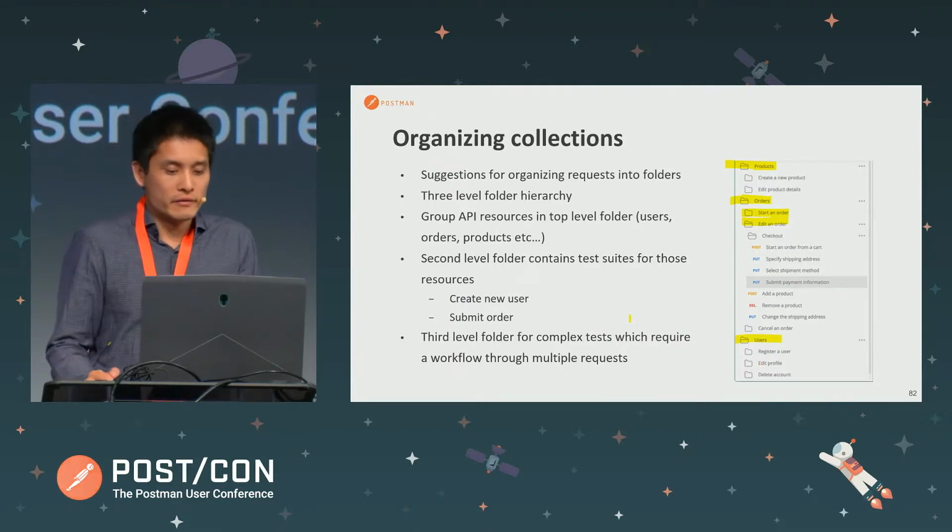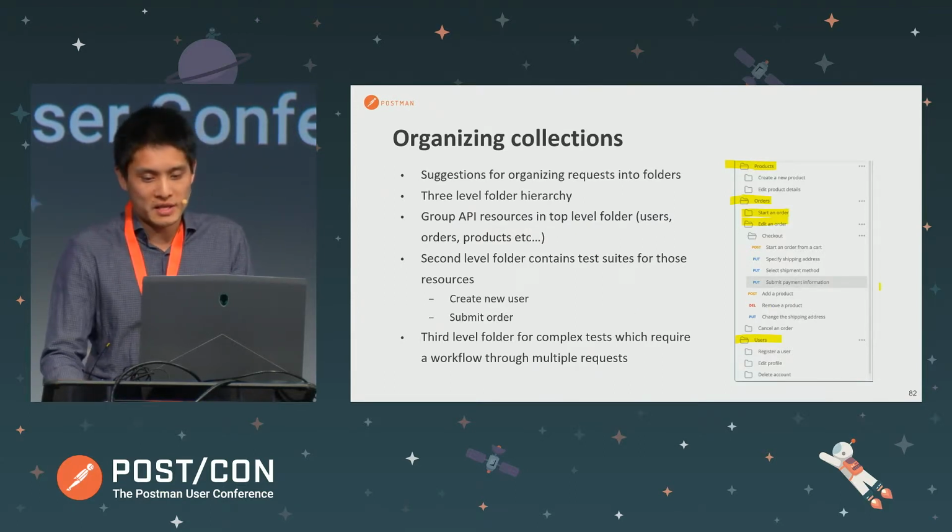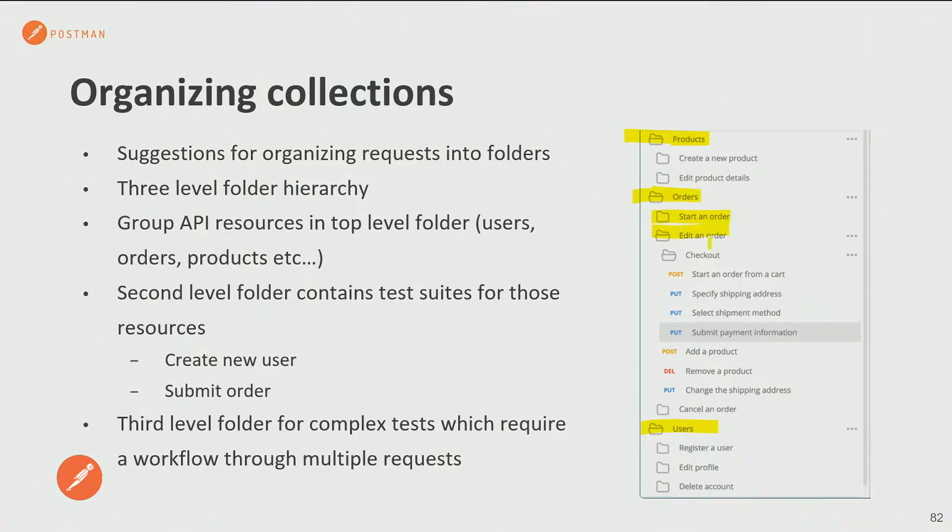And then the third level folder might be for slightly more complex tests, which will require a workflow through multiple requests. Like for example, editing an order, you might have to do that through the checkout process. So this is the checkout folder. And these requests here, start order from cart, specify shipping address, shipping method, payment info, that's all part of checkout. But the general part of editing an order might also include adding and removing a product as well. So that's for the third level folder.